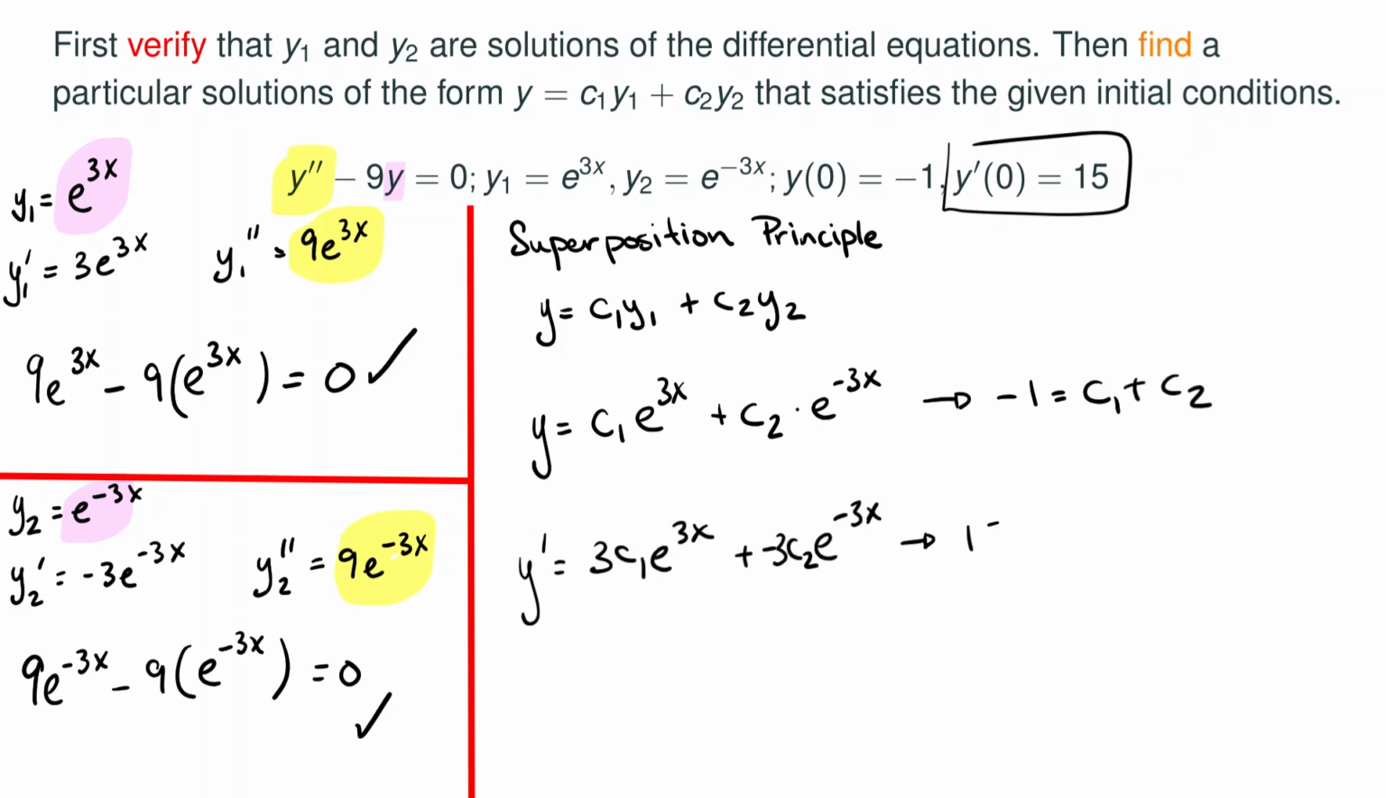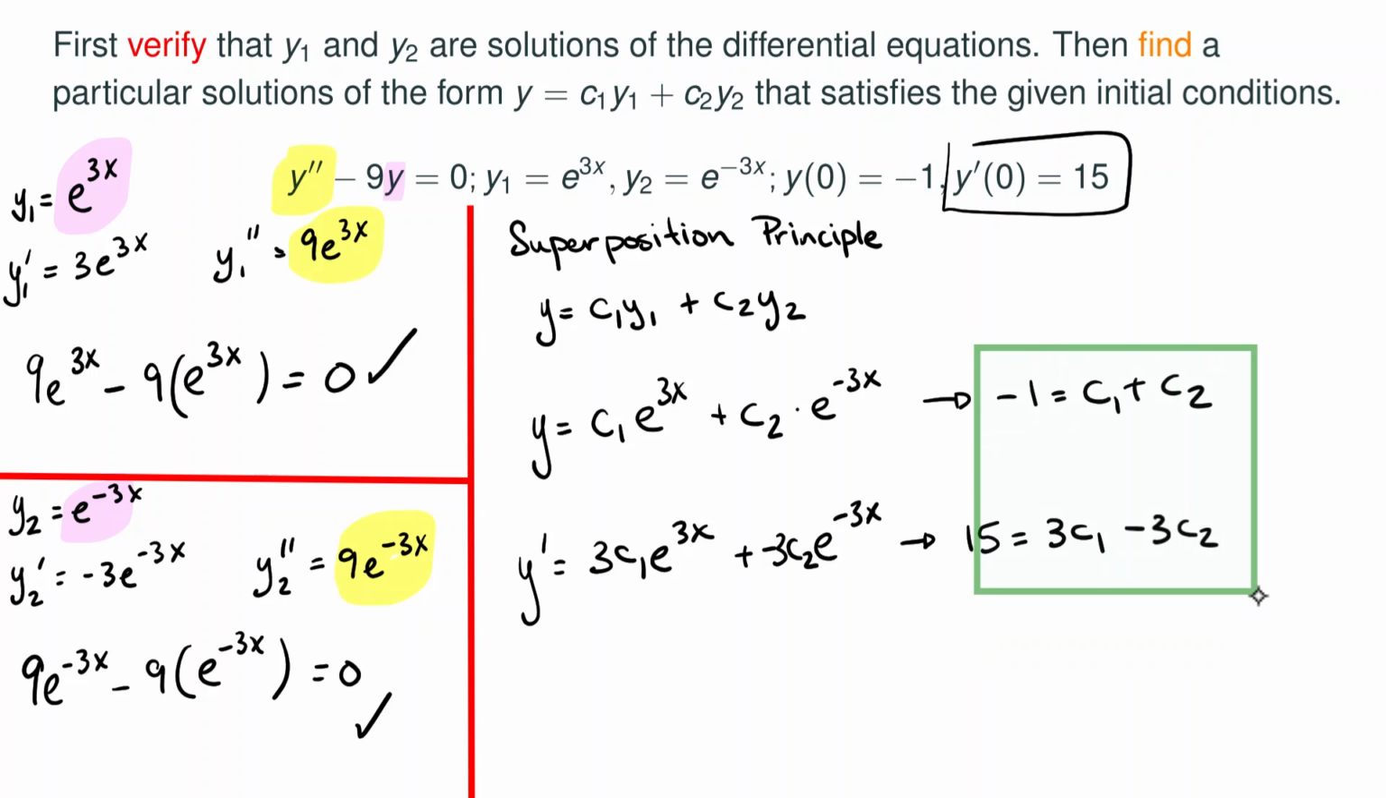So we have 15 equals 3c1 times e to the 0, which is just 1, minus 3c2 times e to the 0, which again is just 1. We can drop that. And now we have two equations and two variables. We can solve those to determine what c1 and c2 would be. You can either use the elimination or substitution method here. I think I'm going to use the elimination method.